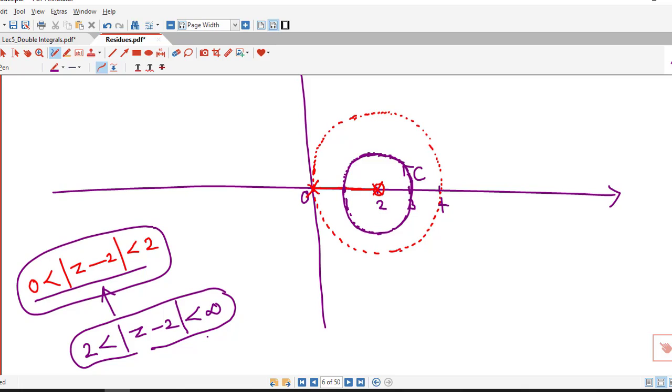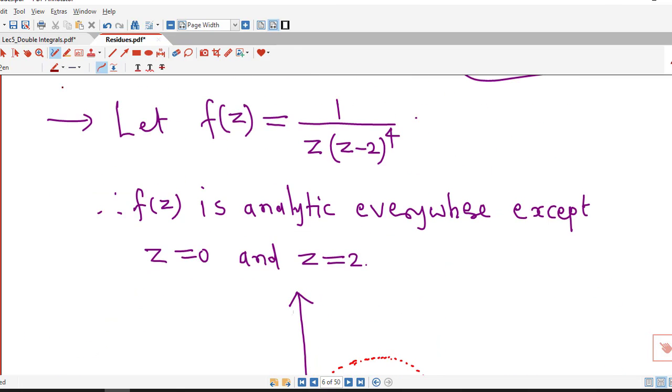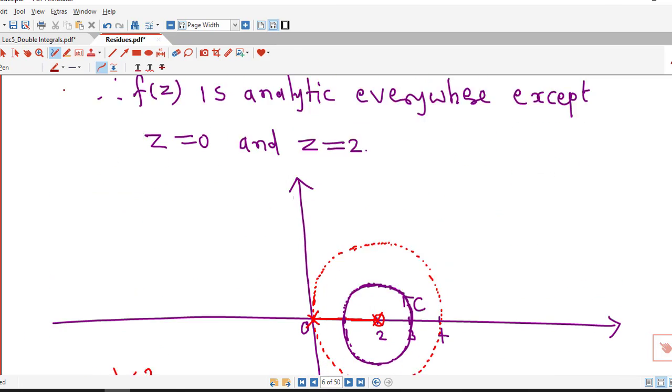So we can expand f of z as a Laurent series with center 2 in this domain also, but the domain which contains our simple closed contour is this one. So we will expand f of z as a Laurent series in this domain 0 < |z - 2| < 2.